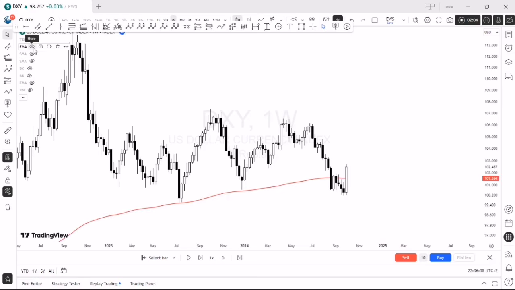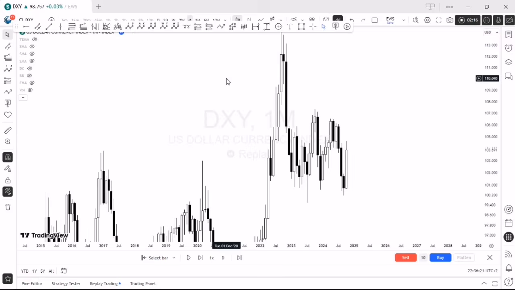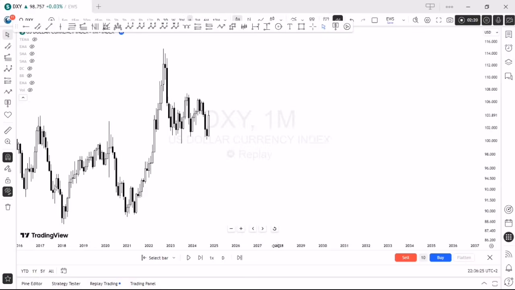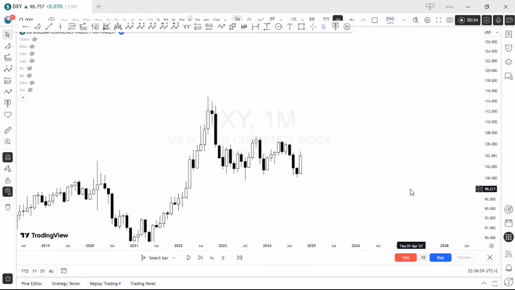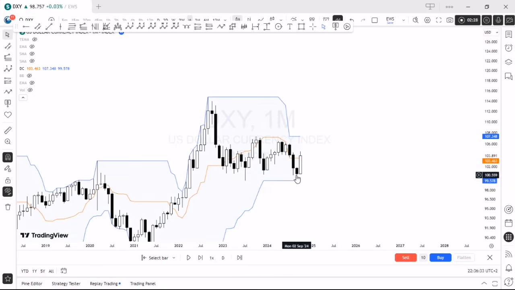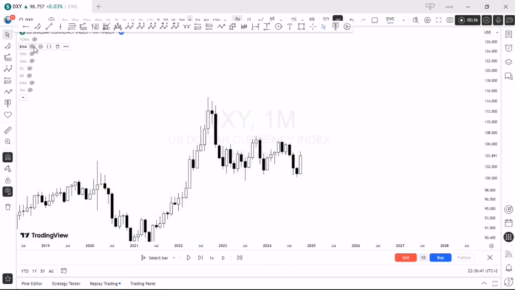So I wanted to look at the most recent candlestick. It's a bullish engulfing, and then the 200 EMA, which is red, offered the support that we needed. So going to the monthly, again, you can see here a bullish engulfing as well as a morning star. We closed just slightly above the Donchian average, and then the 50 EMA offered the support that we wanted.